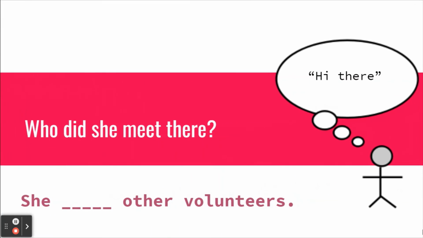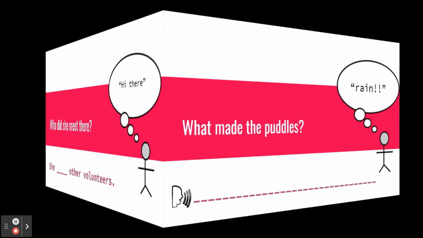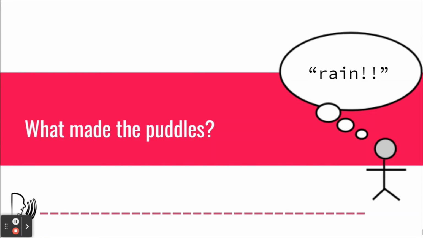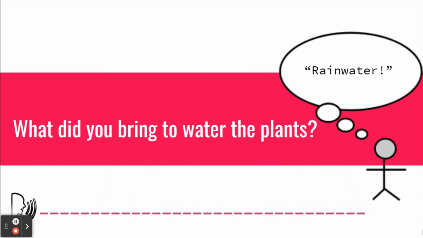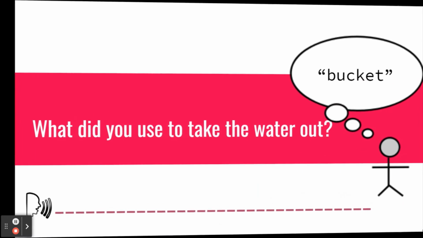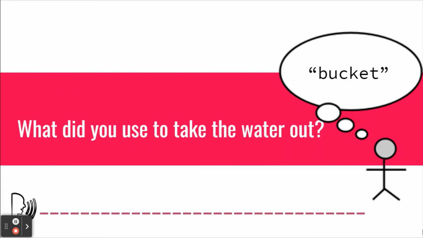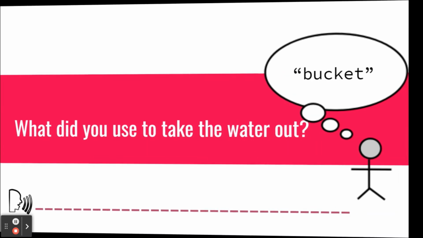Okay, let's look at our next example. Who did she meet there? Sorry about that. She blank other volunteers. Okay, so no more sentence frames. Look at the illustration. What made the puddles? Okay. What did you bring to water the plants? Okay. And one more. What do you use to take the water out? Good. Remember that these are all oral practices.